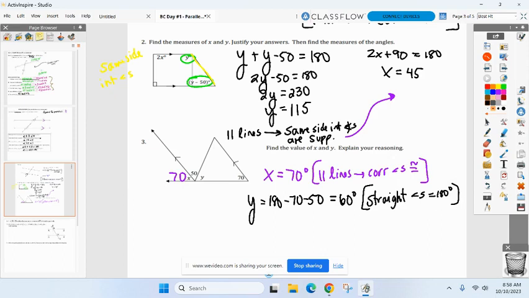Did anybody, just curious, see that was 50, so that makes that 50 up here? Because it's alternate interior. And then you could have said there's 180 degrees in a triangle. That's the other way to get to it. But are we okay why at least this is 70, because they're corresponding?